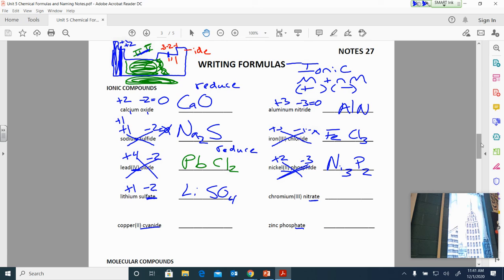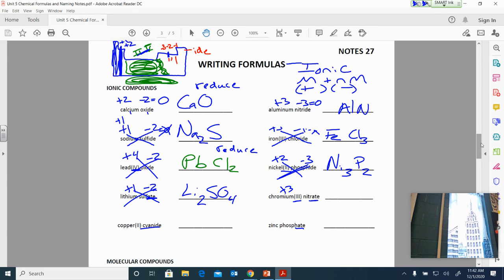It doesn't balance. So I'm going to do my crisscross method. So the 2 comes down to lithium, and the 1 comes down to sulfate. I don't have to write ones, so there you go. Li2SO4. That's that compound, lithium sulfate. Now, chromium. Chromium has a +3 charge, because it tells me so in the Roman numerals.